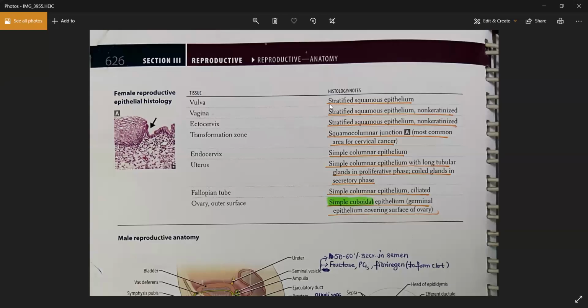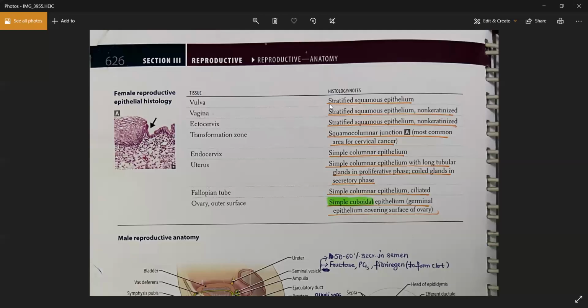And what does pseudostratified mean? Sometimes the layers are also pseudostratified, right? So what is this pseudostratified? It's a single layer, but it appears like more than one layer. It is a single layer, but it appears to be multiple layers, because the nuclei are not arranged at a specific level, right?